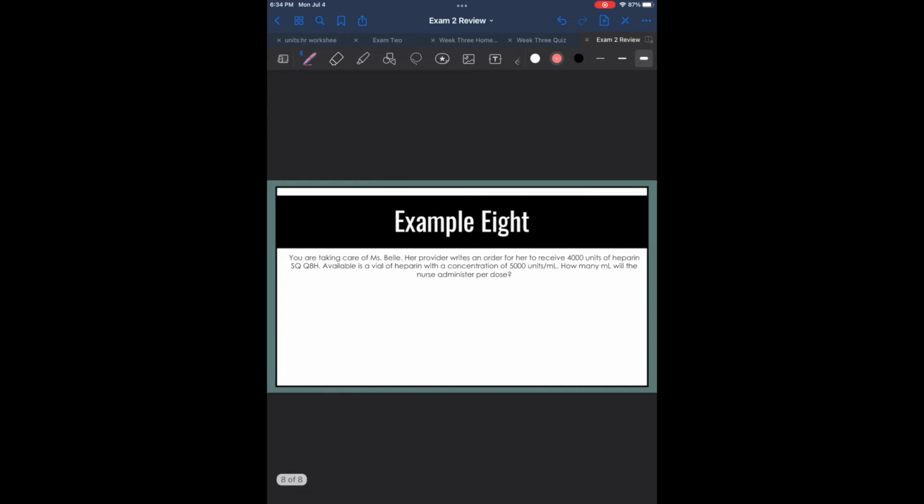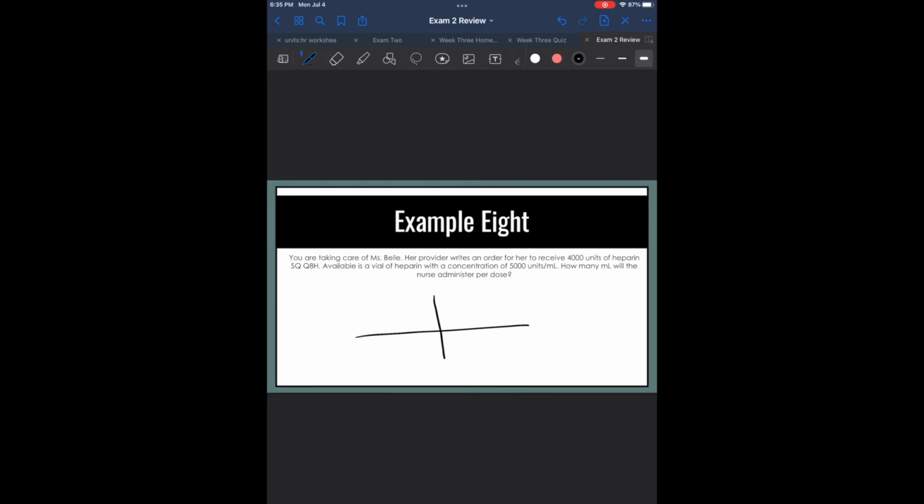And looking at our last example, we're taking care of Miss Bell, and her doctor wants her to get an order for 4,000 units of heparin sub-Q every 8 hours. We have a vial of heparin available with a concentration of 5,000 units per milliliter. And we want to know how many milliliters the nurse is going to administer per dose.